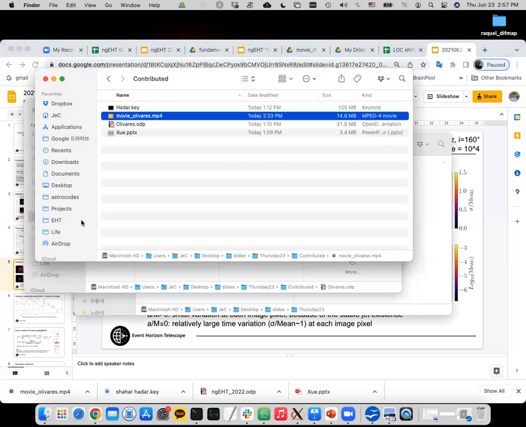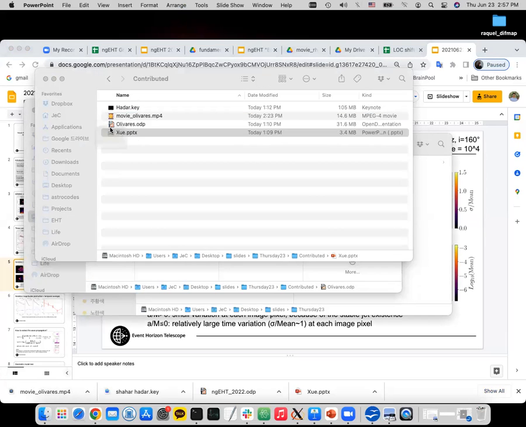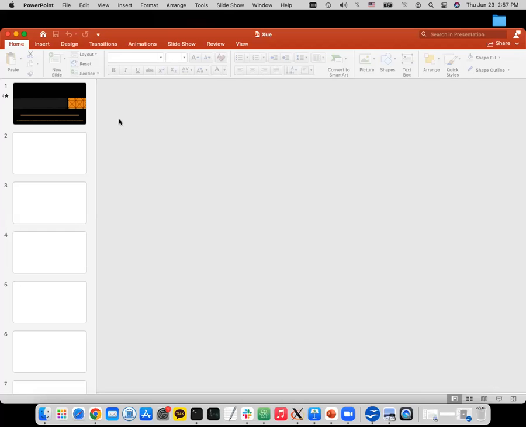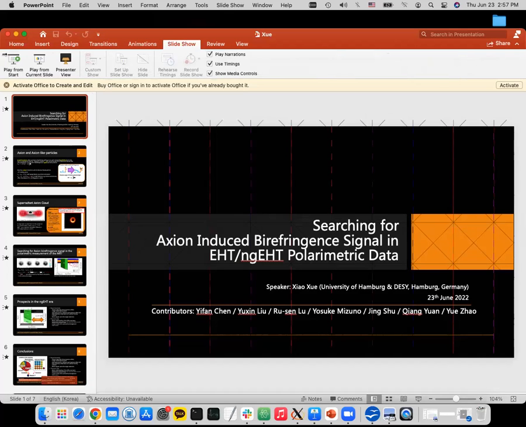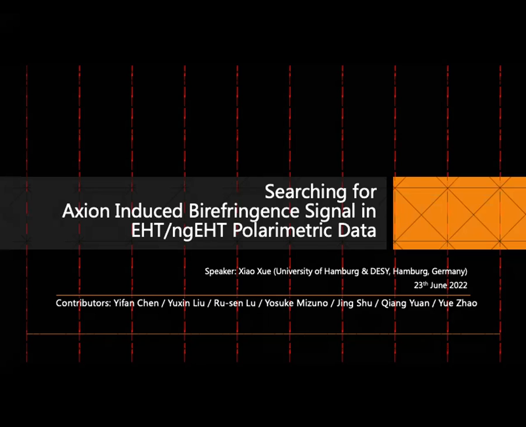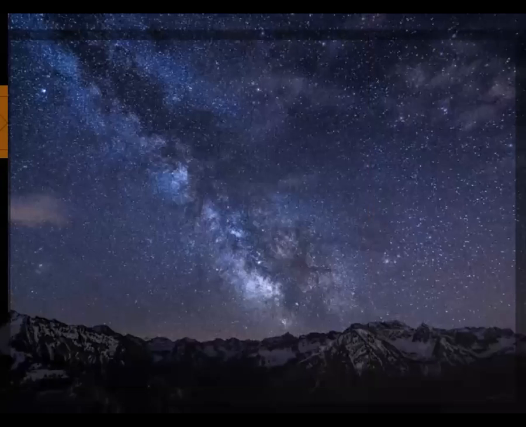Once you can put the full path like this. That should work. And perhaps in Windows it also changes how to find the path or not. So the next speaker, Xiao Xue, will talk about axion-induced signals in EHT and ngEHT polarimetric data. The difference that here it gives. Oh no, but he also has. No, wait.